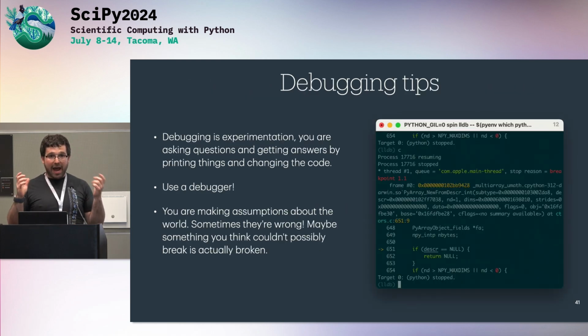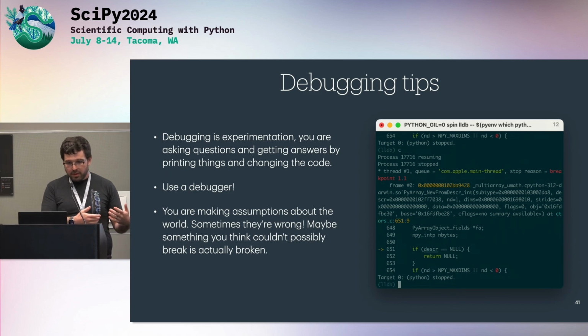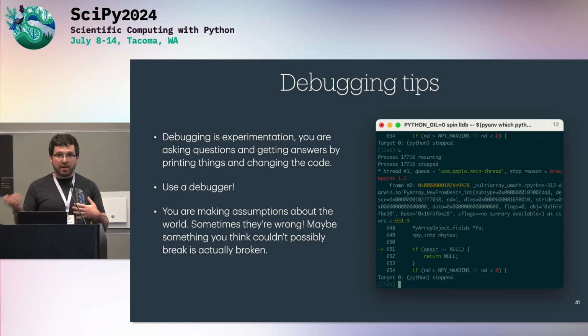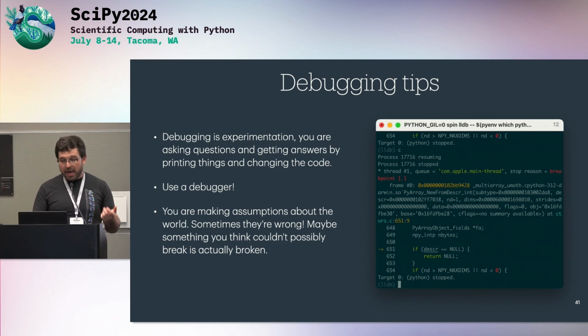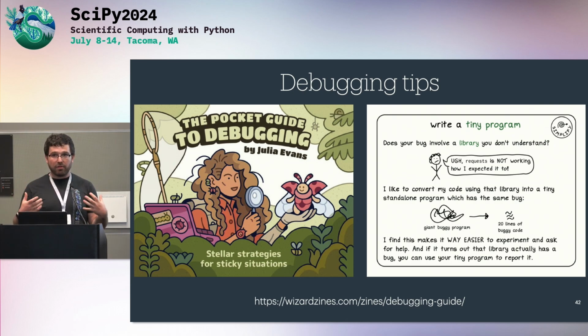Debugging tips. I personally think using a debugger is incredibly important. This project would have been impossible if I never learned how to run Python under GDB and LLDB. Debugging is experimentation. You're asking questions and getting answers. You're doing a little science experiment every time. And you're also making assumptions about the world, and you should challenge those assumptions. I also want to recommend Julia Evans' book on debugging. This is a zine you can buy. It's really, really excellent. If you've ever wanted a resource to learn how to debug a program, start here.